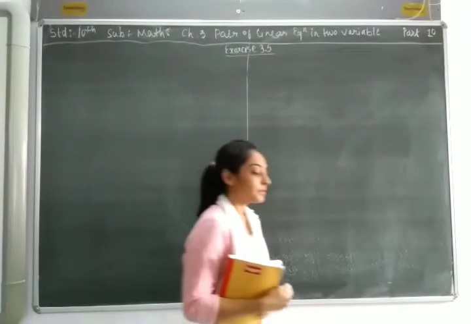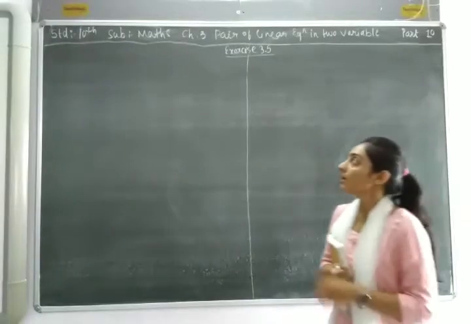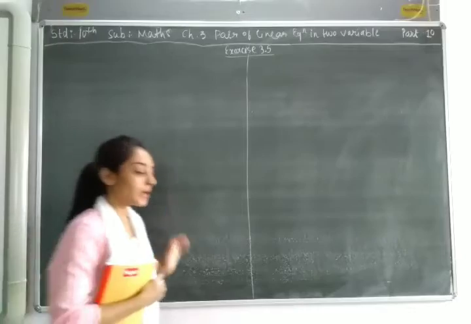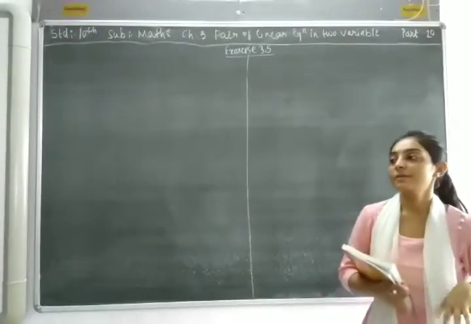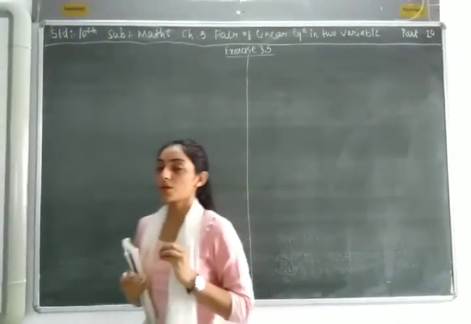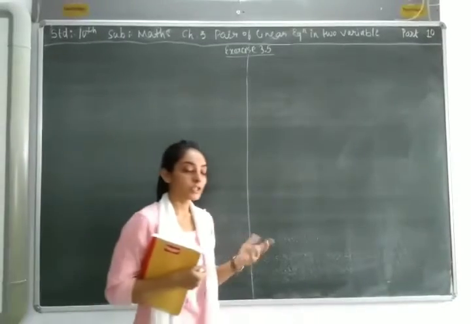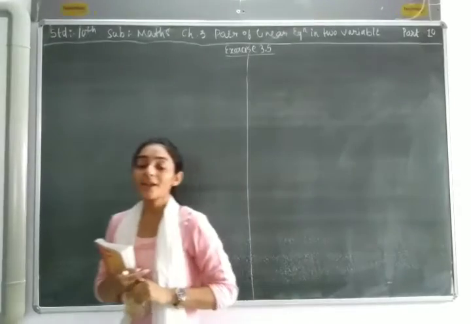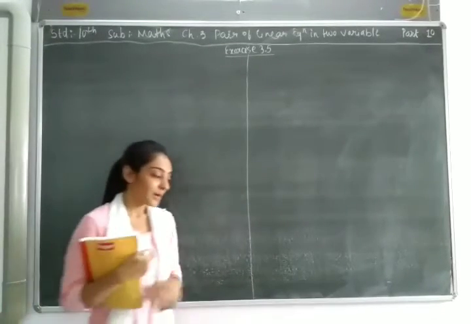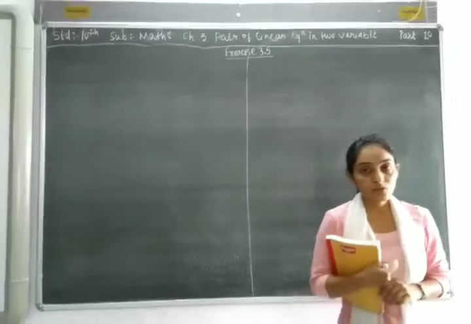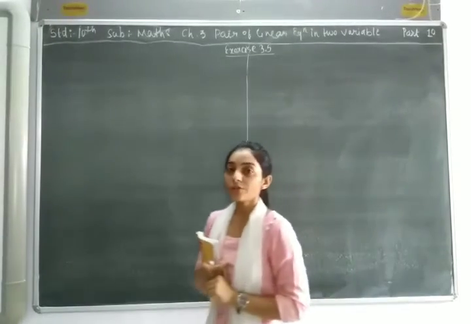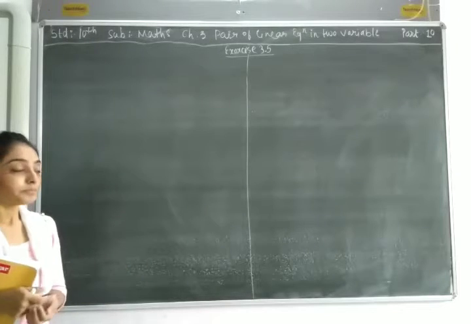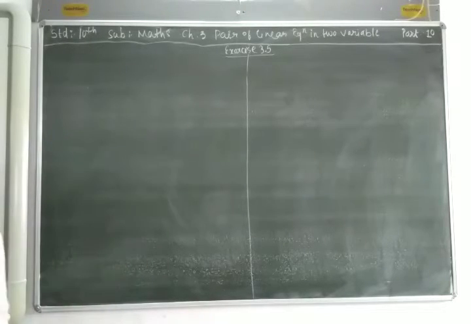Standard 10, Subject Maths, Chapter number 3, A Pair of Linear Equations in Two Variables, Part 10. In the previous video, we learned how to find a solution for our linear equations using the graphical method, substitution method, elimination method, and cross multiplication method. Also, we have solved one question from exercise 3.5. So, let's continue with that exercise only.